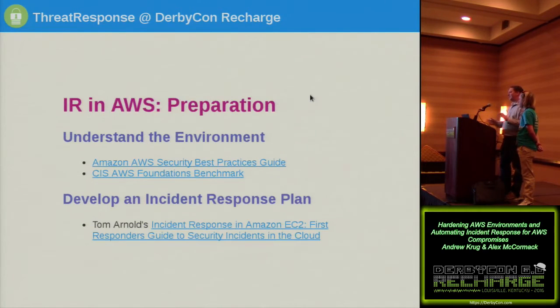So let's talk about preparation. Real quickly, I wanted to point out AWS just updated a new best practices guide, released in August, so you can go download that. It's a full 70 or 80 pages of best practices for hardening and setting up your AWS accounts. The CIS, Center for Internet Security, also has their foundations benchmark. So if you're in the mood for checklists, that's a document you may want to use. It's a great checklist with good things to look for, and if you're doing an audit or something where you want someone else's guidelines that you can use, that's a good place to start. And also develop an incident response plan.